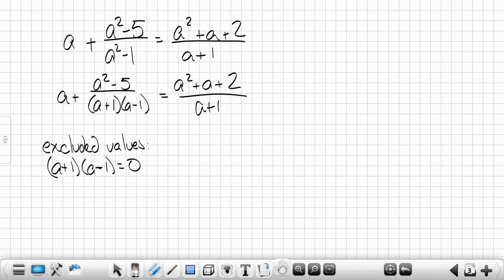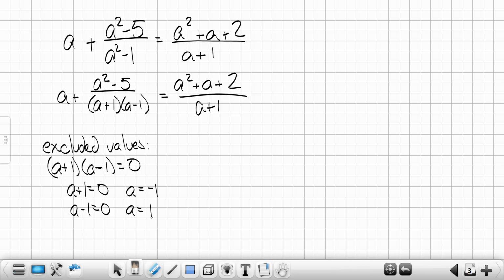I'm going to move this. What can I do? What should I do? Watkins? No, that's just going to get me back to that. Set each one equal to 0, correct. So a equals -1 and a equals 1. Those are two excluded values.